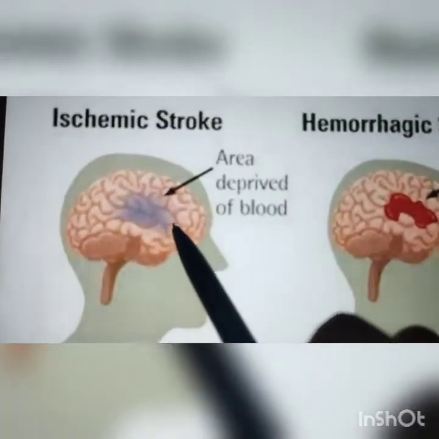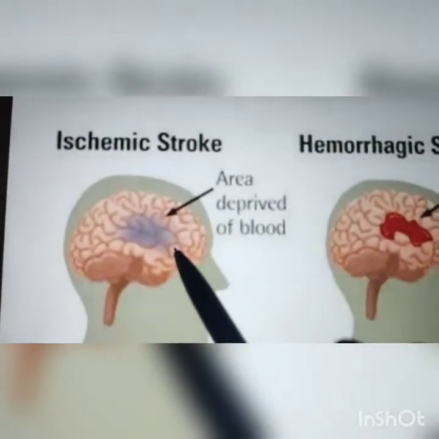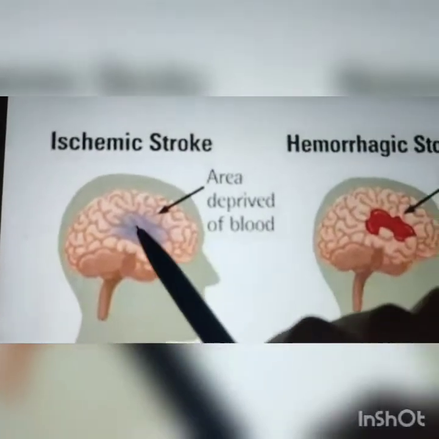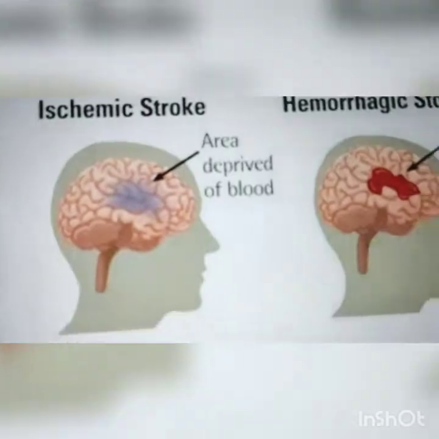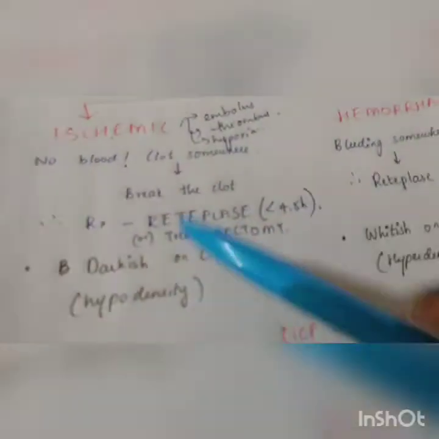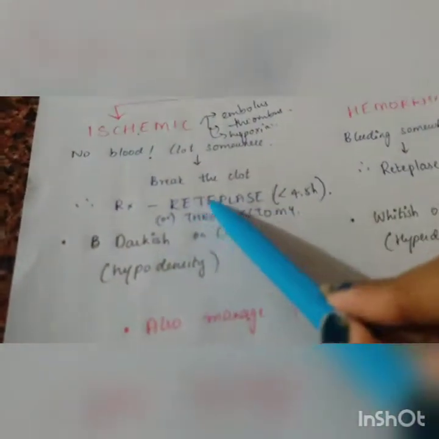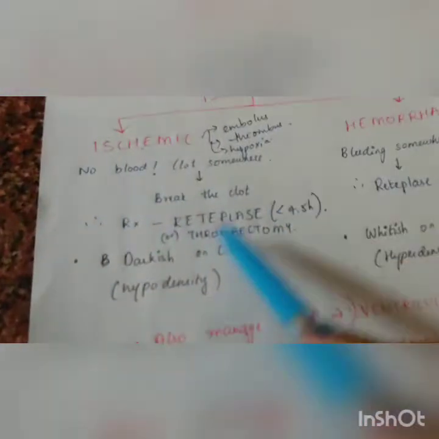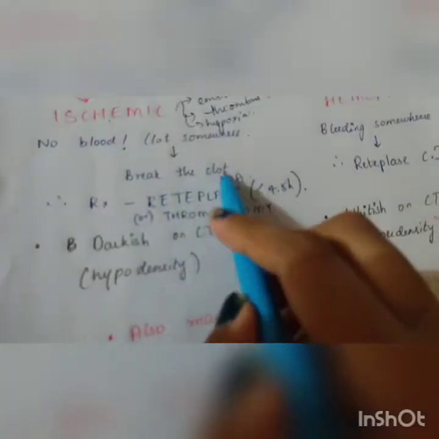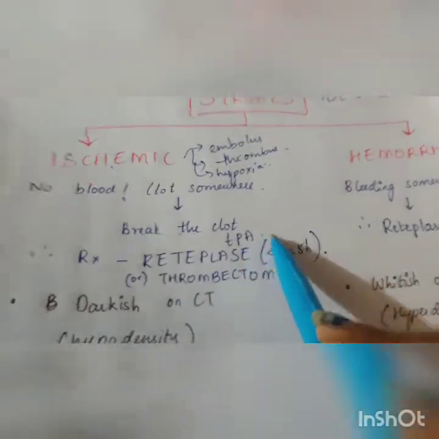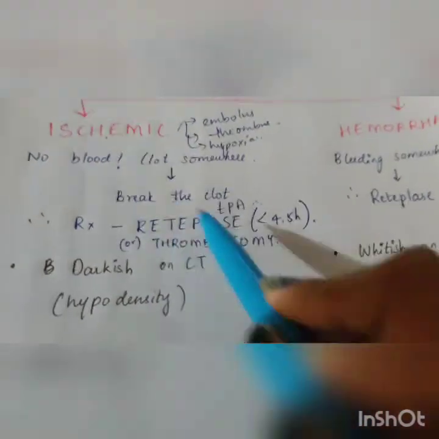There is any kind of thrombus or any kind of clot here, and that clot is obstructing the blood flow to this region. Therefore, this area is going to be deprived of blood, and this is going to lead to ischemic stroke. So the main treatment should focus on breaking the clot. You have to lyse the clot to treat ischemic stroke. To break the clot, we are going to use TPA first, tissue plasminogen activator, which is going to break the clot, that is, lyse the clot.